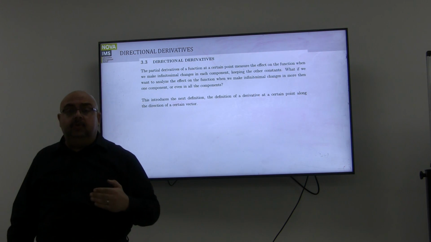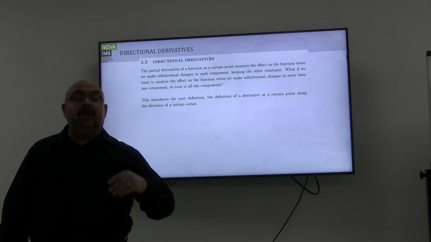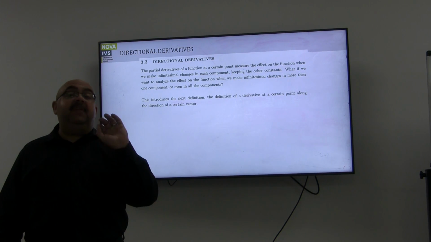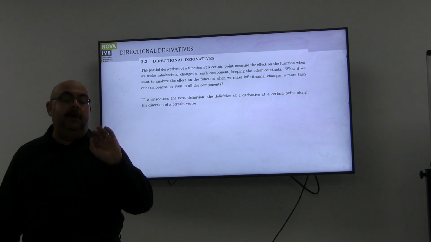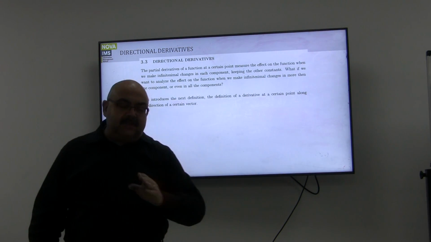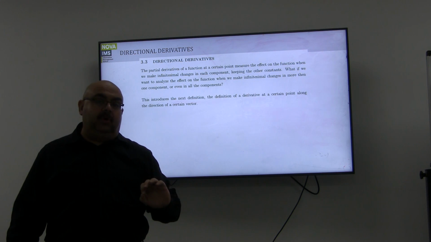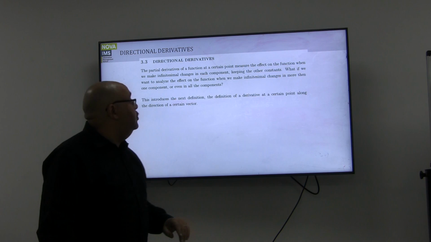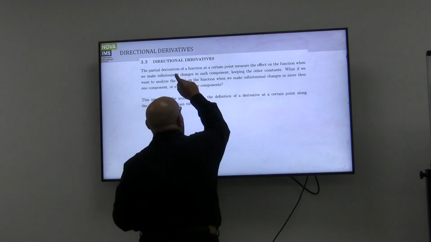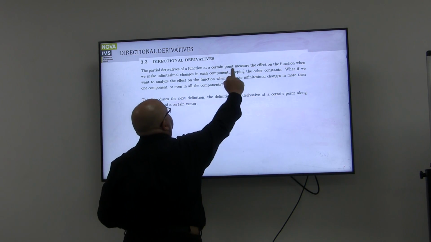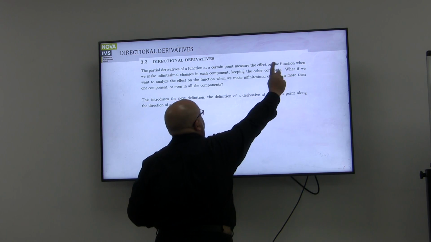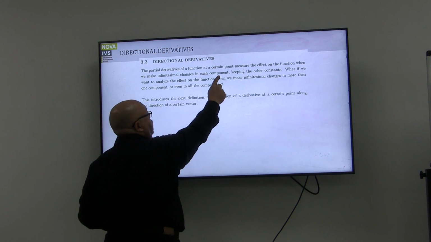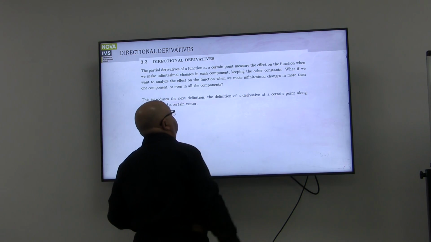That's exactly what we do when we get the first derivative with respect to x or the first derivative with respect to y. And it is the directional derivative of the function in the direction of the x-axis, which is 1 and 0, or the direction of the y-axis, which is partial f, partial y, in the direction of 0 and 1. This is stated here. So once more, the partial derivative of a function at a certain point measure the effect on the function when we make infinitesimal change in each component, keeping the other components equal to 0.